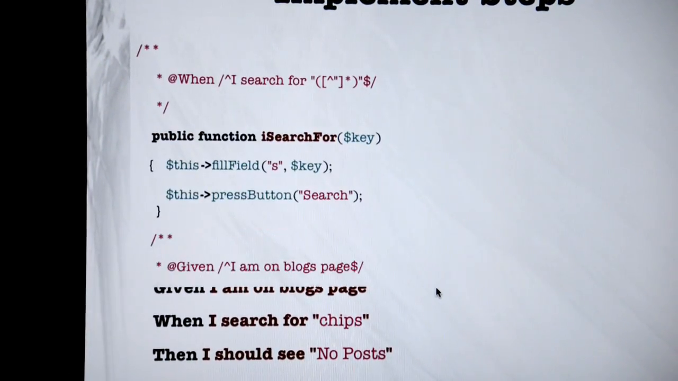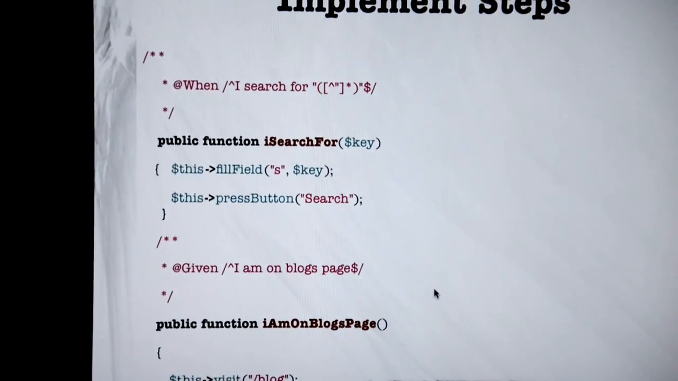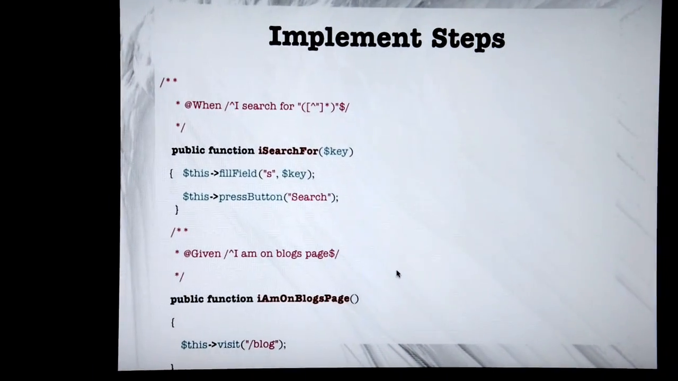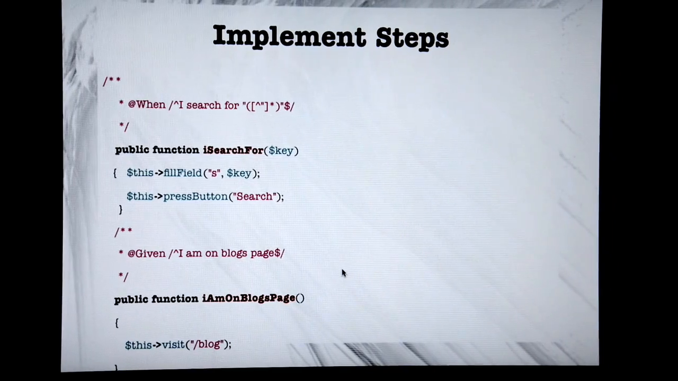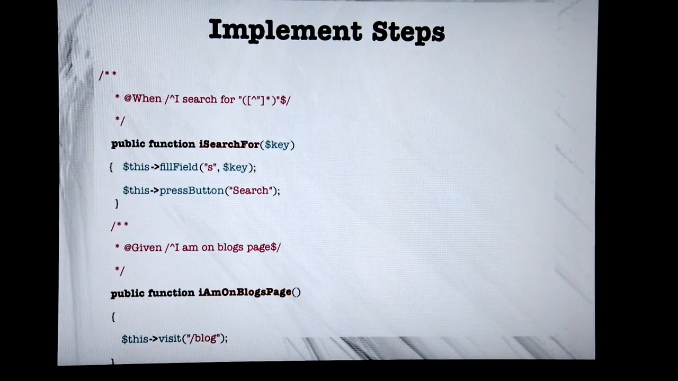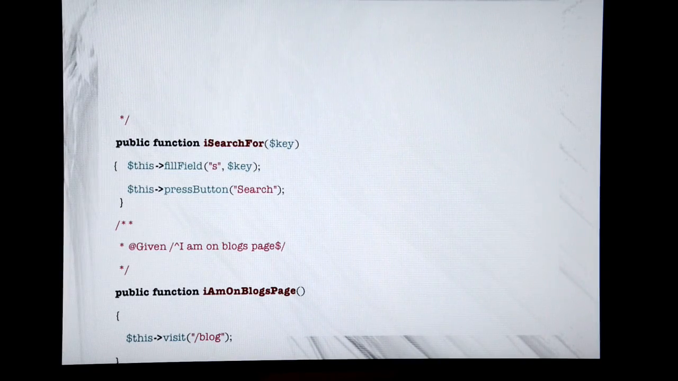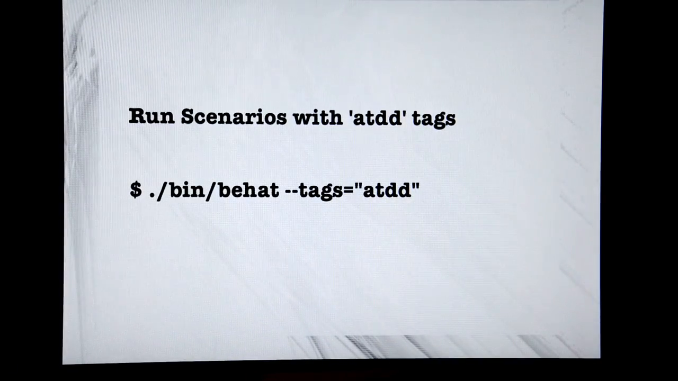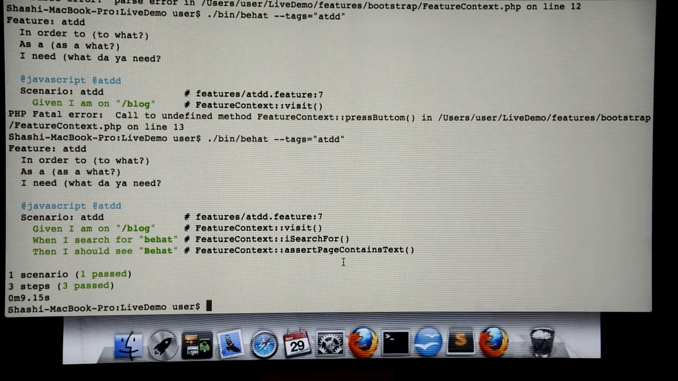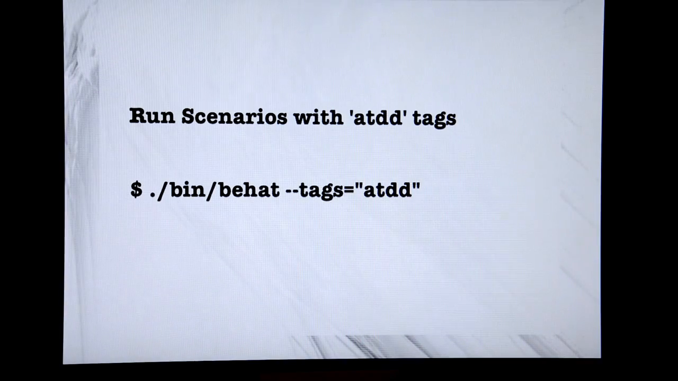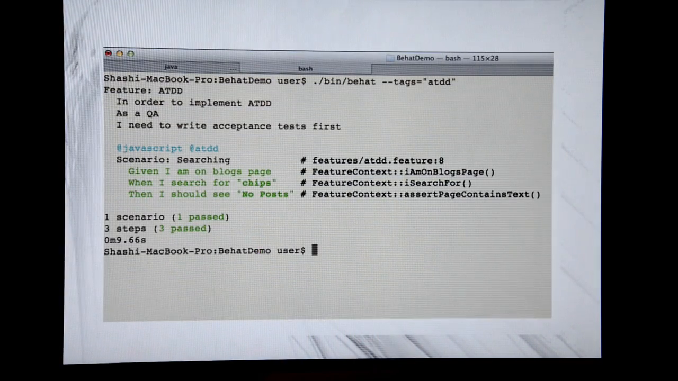So the idea is, when something is not understood by Behat, then Behat gives you options to write a particular snippet of code. Let's check if it's passed or not. Yeah, it passed now. So we're done with this.